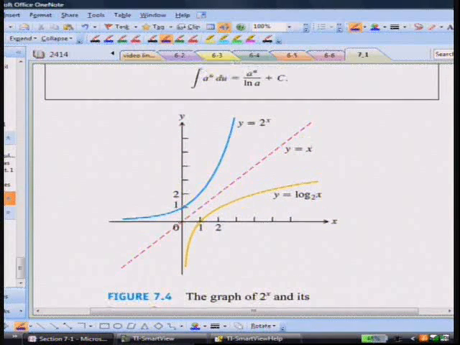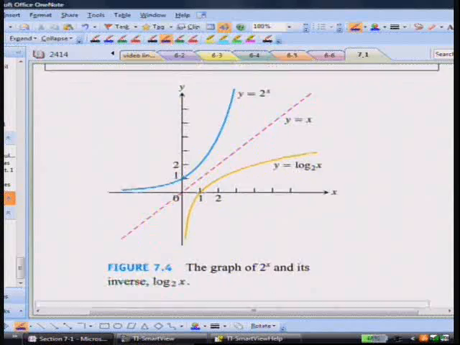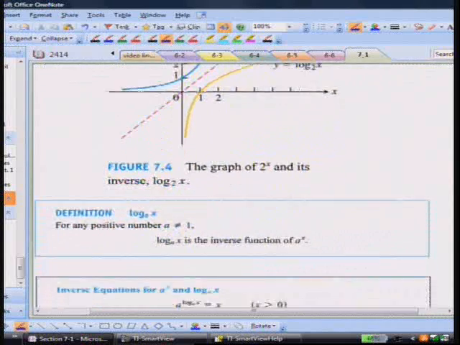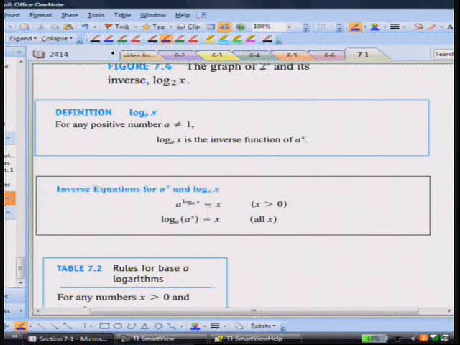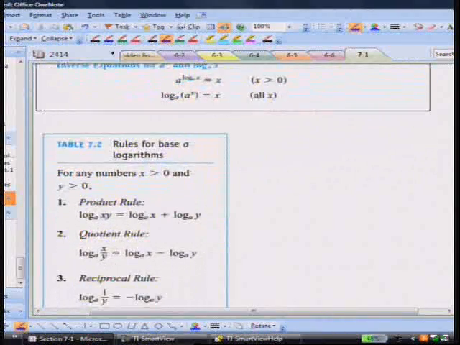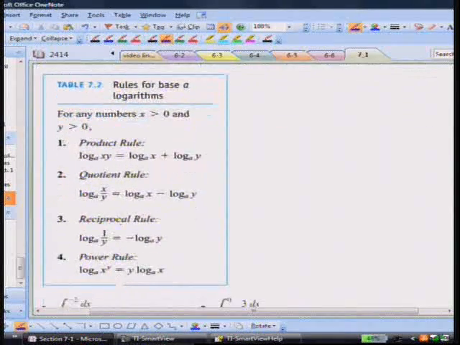All right. There's two functions, y equals 2 to the x, and here's its inverse, y equals log base 2 of x. And just some properties as you extend it to log base a instead of ln, which of course is log base e. Okay, and then here's your product and quotient and reciprocal rules.